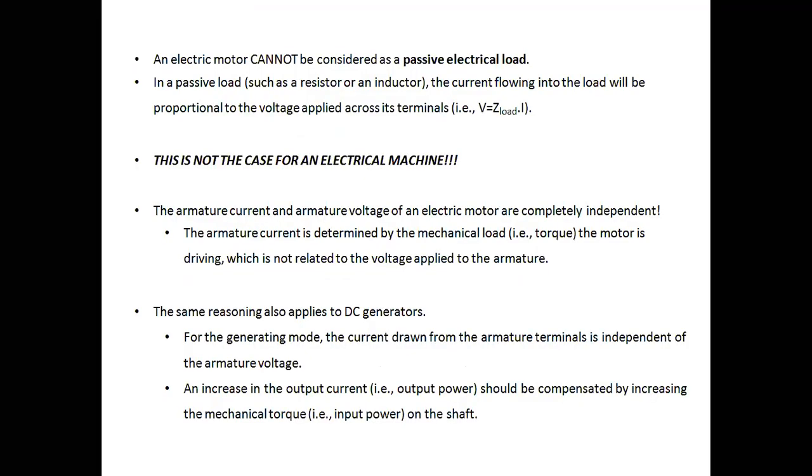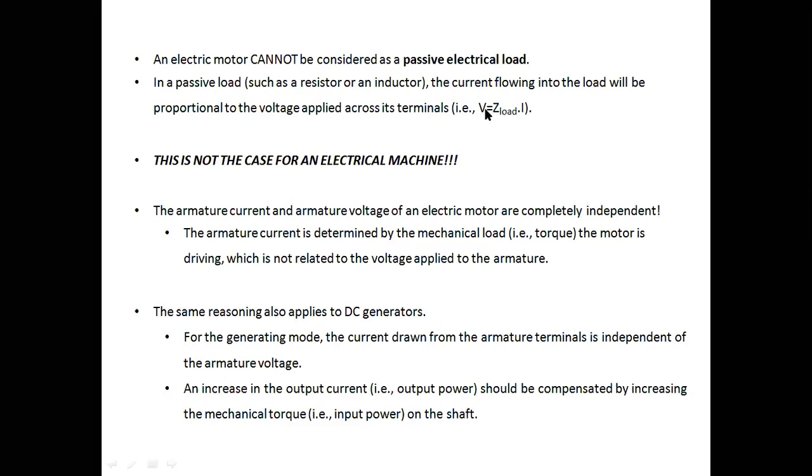Here an electric motor cannot be considered a passive electrical load, because in a passive electrical load the current flowing into the load is proportional to the voltage across its terminal. It means according to Ohm's law, you get V equal to IR. But here we are taking the inductor. So what will the impedance be there? We can write it in the form of Z.